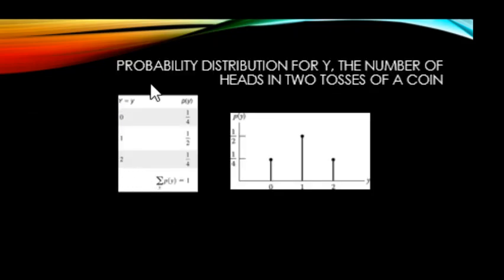The other way is to write it in the form of a small table. So y is equal to 0, 1, or 2. Probability of y is 1/4, 1/2, and 1/4 corresponding to the values, and the sum of all the probabilities is equal to 1. We can also display the probability in the form of a graph. So here you can see the three possible values are 0, 1, and 2, and on the y-axis, we have the probability. So 0 and 2 have 1/4, and in the middle, 1 is 1/2.